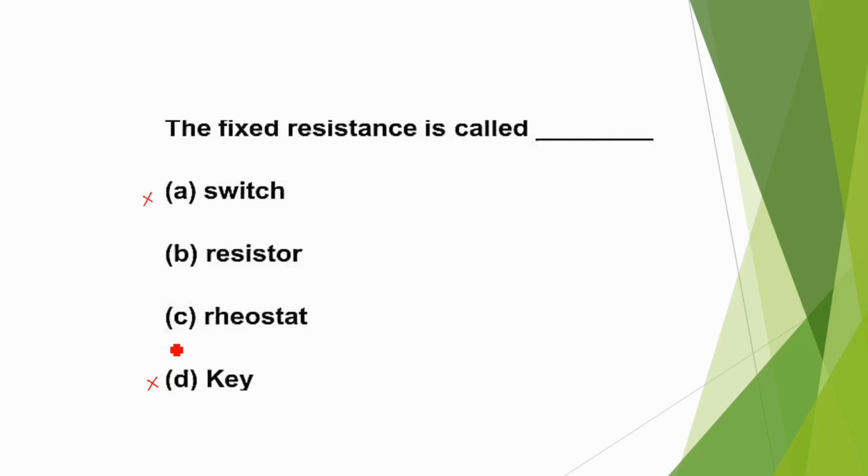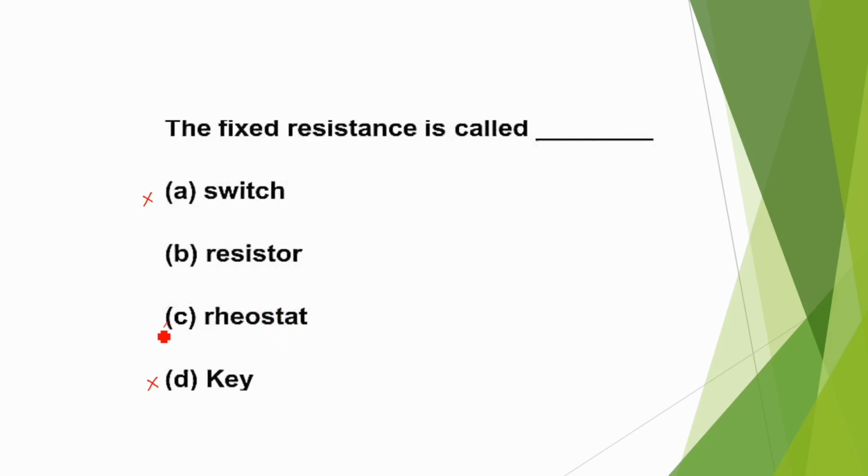The fixed resistance is called dash. We all know about the rheostat. A rheostat is a variable resistor that lets you manually control the flow of electric current by changing its resistance. It's used in many appliances that require adjusting the current or resistance in an electric circuit. So it does not have a fixed resistance. Its resistance can vary because it is a variable resistor. So this will also not be the correct answer.